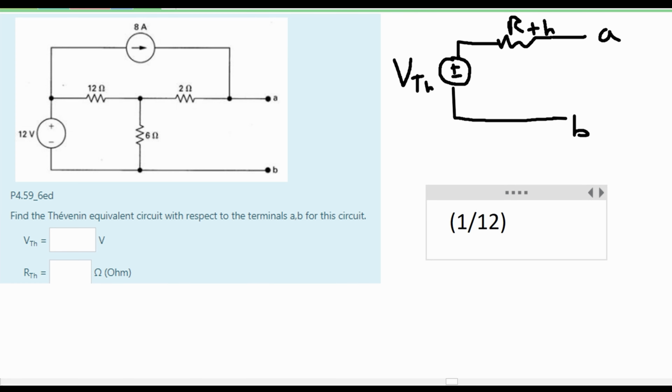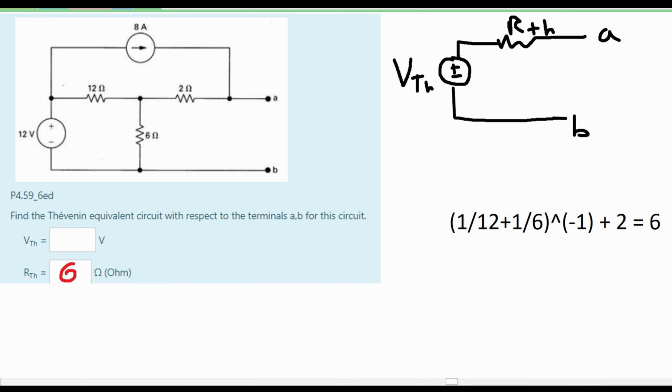We have 1 over our first resistor plus 1 divided by our second resistor. This is all being raised to the negative first power, and then we can add 2 since it is in series, and we get 6 from this. So our resistance is 6 ohms. Now we need to find VTH. We need to find the voltage.